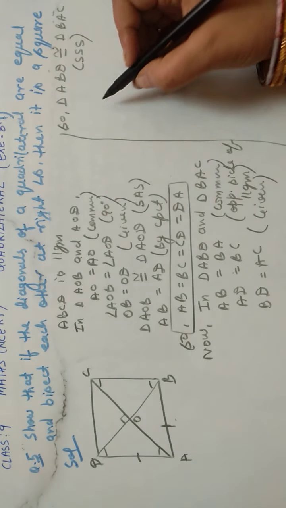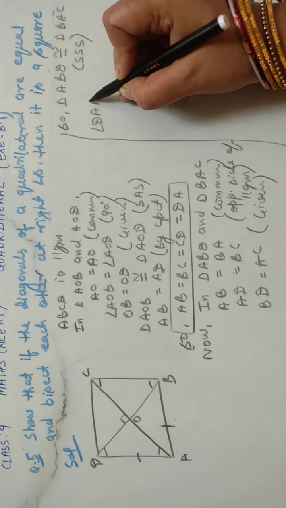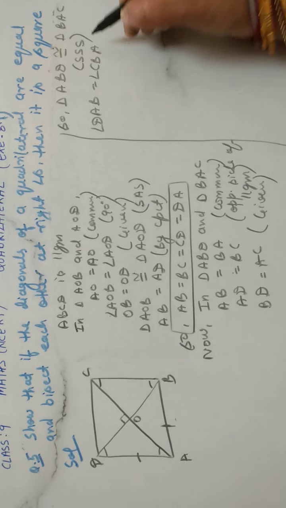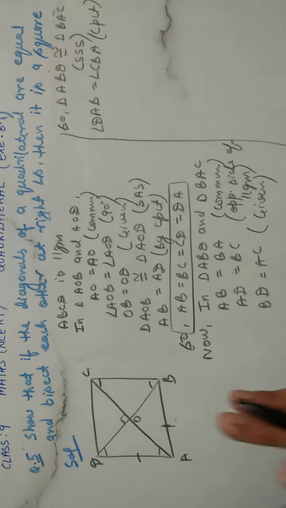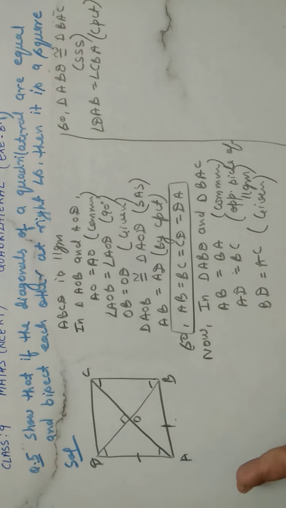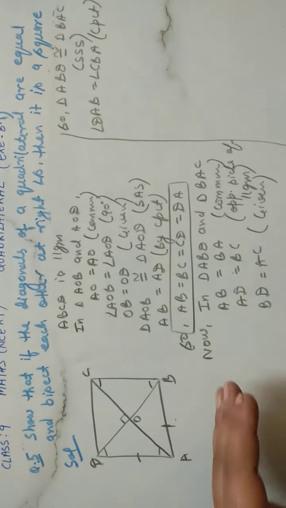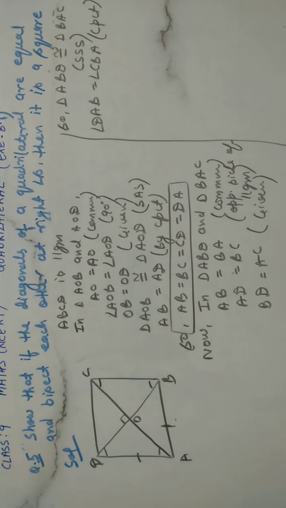So remaining parts are equal. What are the remaining parts? Angle DAB is equal to angle CBA, by CPCT. Now here we have proved the remaining parts are equal. Equal we have proved, not 90. Now we will prove it as 90. So just see, these two are parallel lines because it is a parallelogram. This one is the transversal. So the sum of angles on the same side of the transversal is 180.